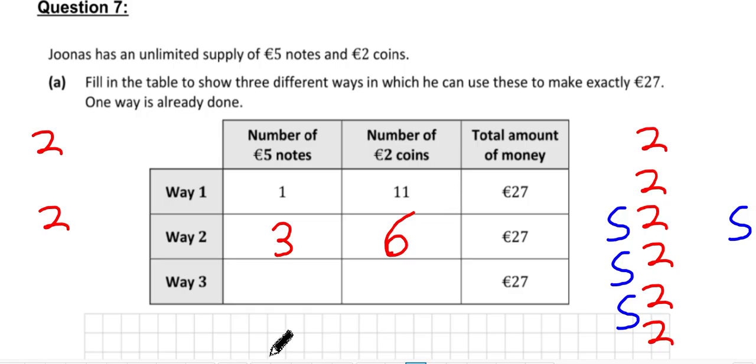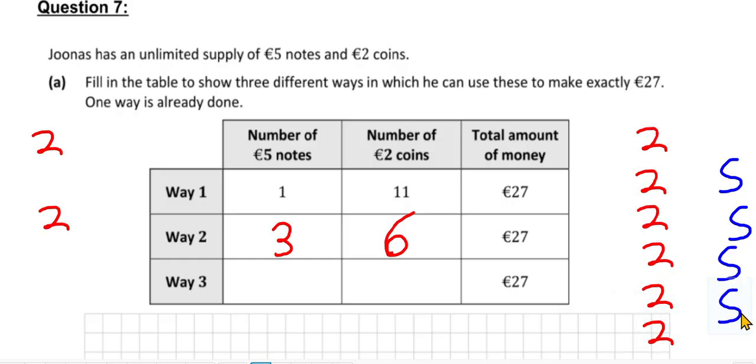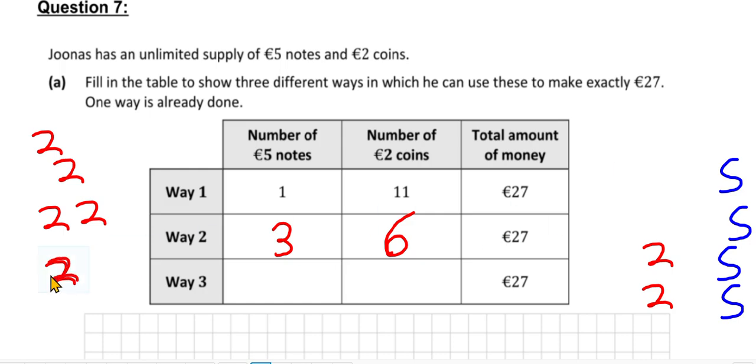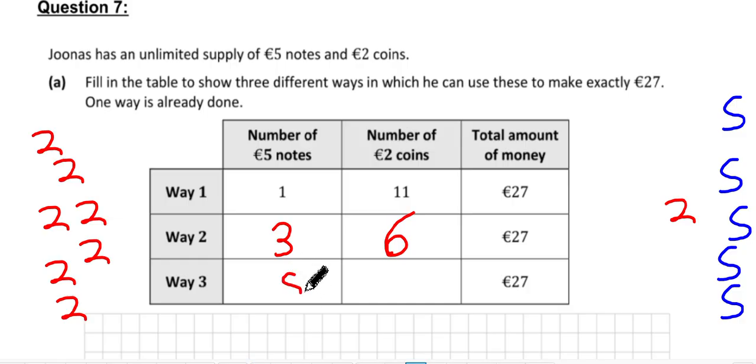Okay. Let's go back again. We know 4 fivers doesn't work, don't we? Let's do 5 fivers. Okay. So once again, each one of these represents a coin. And what we're going to do is 5 fivers. And when we do 5 fivers, how much is 5 fivers? And then we're only 2 short then, aren't we? So we do 5 and 1.